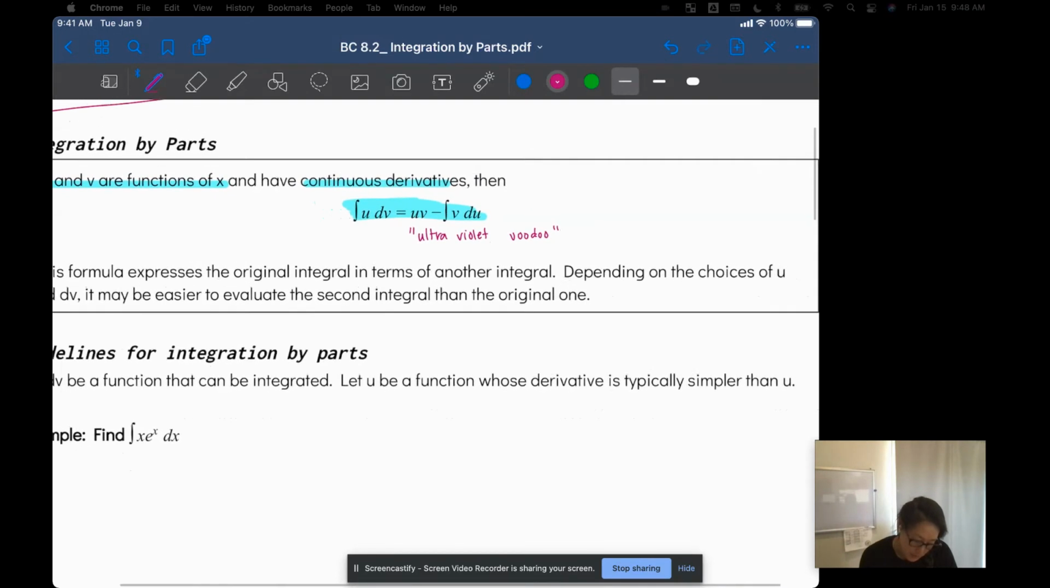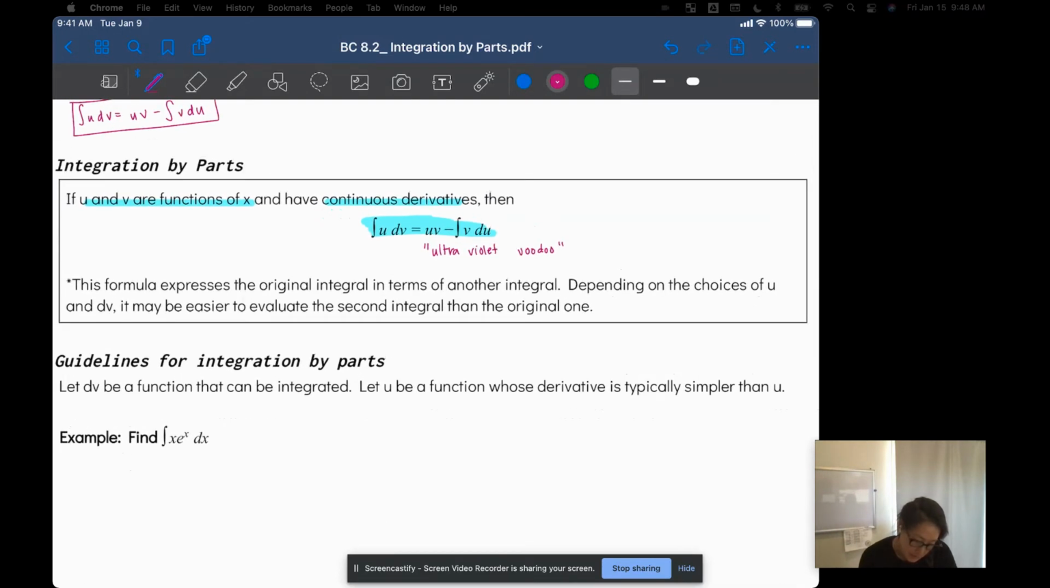So the weird thing about this formula is that it expresses the original integral in terms of another integral. In other words, there's another integral inside of our expression, but it's something that we hope to be able to integrate, an integral that is easier to integrate than the original, so that we can go ahead and evaluate the voodoo part of the integral. Okay, so let's do an example.